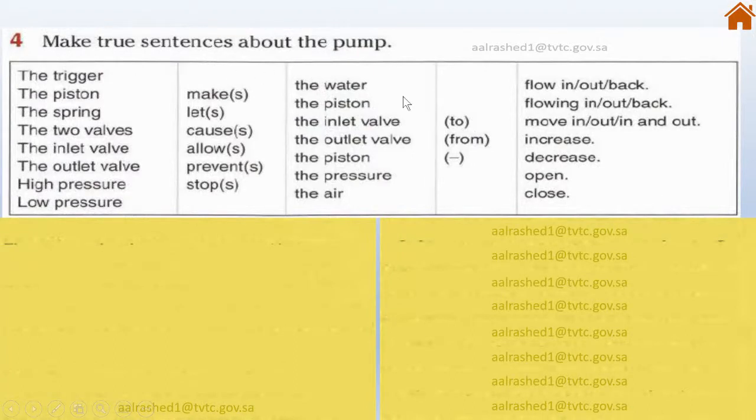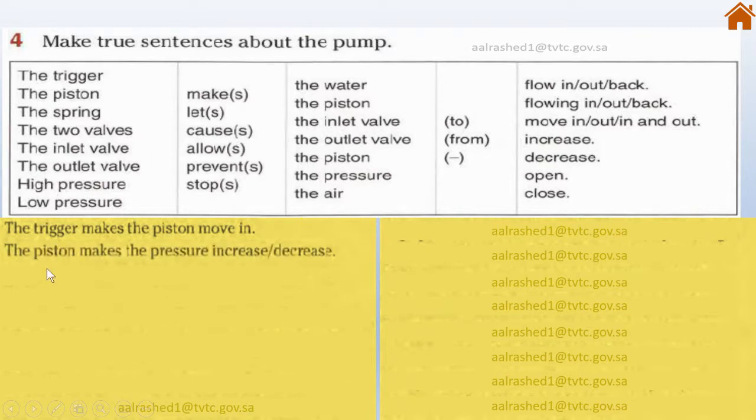So we have here an example. You need to put the subject and then choose make, let, cause, allow, prevent, stop based on the sentence, the consecutive sentence, and then the object. In addition to that, the preposition, and change the verb if needed. Okay, let's see the first one. How did we make it? Okay, the first one, the trigger makes the pistons move in. I could say the trigger causes the pistons to move in.